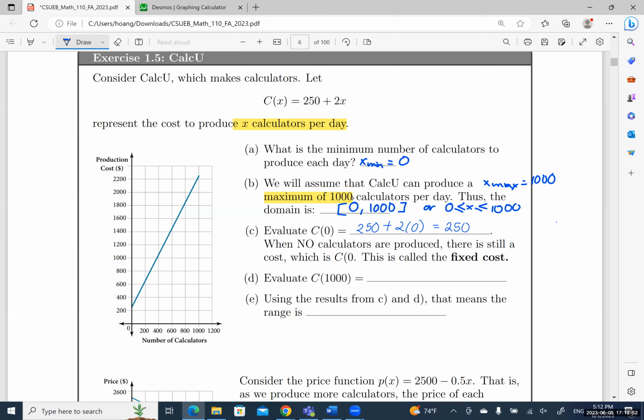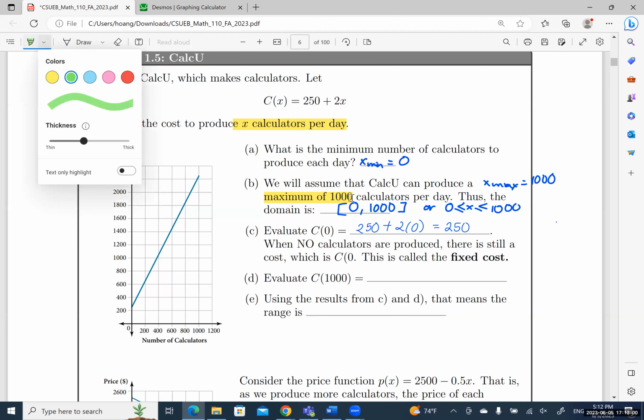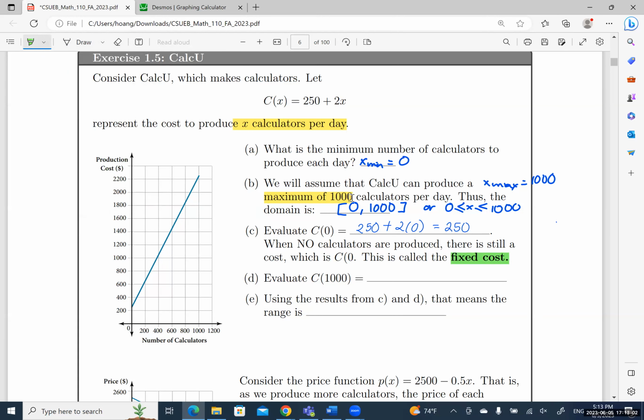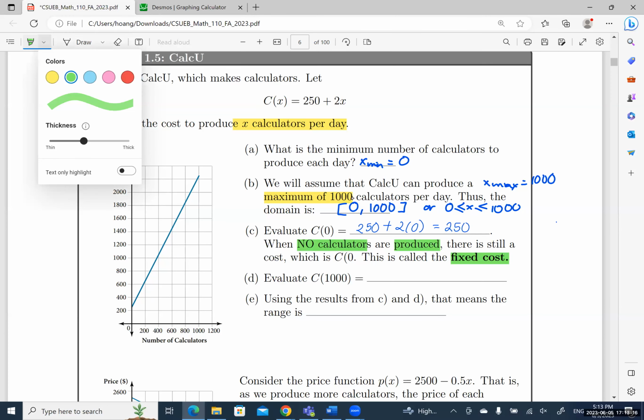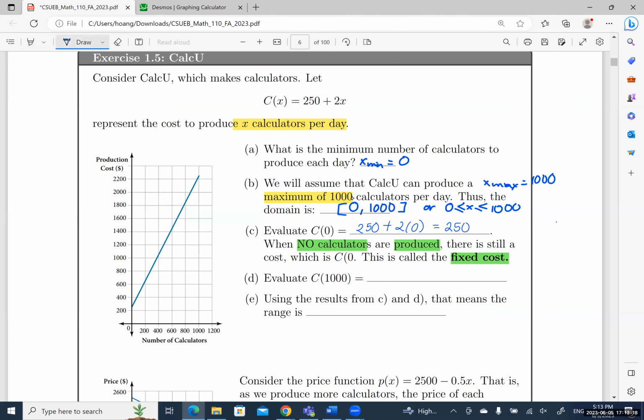Okay, and we also call it a fixed cost, and you will see more of it later in this class. It is a fixed cost since no calculators are produced and we still have costs, so we call it a fixed cost.